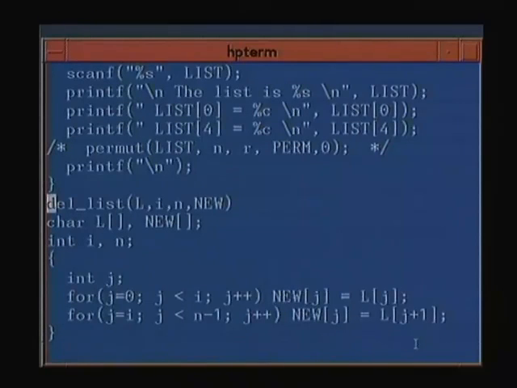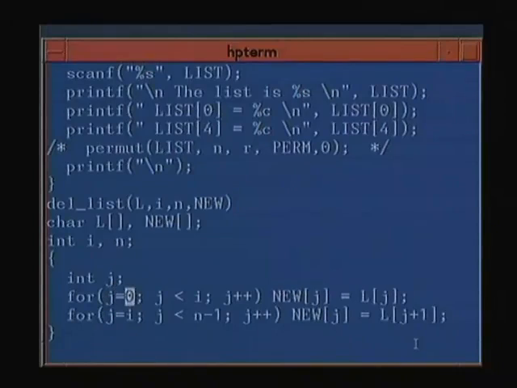Here we have written a function delete list. Given a character array or a string L and a position I, and there are n elements in the string, new will be the second character array. Whatever is given as L, the ith element will be deleted and the rest of the string will be returned in new. So how do we do that? We declare a loop control variable.